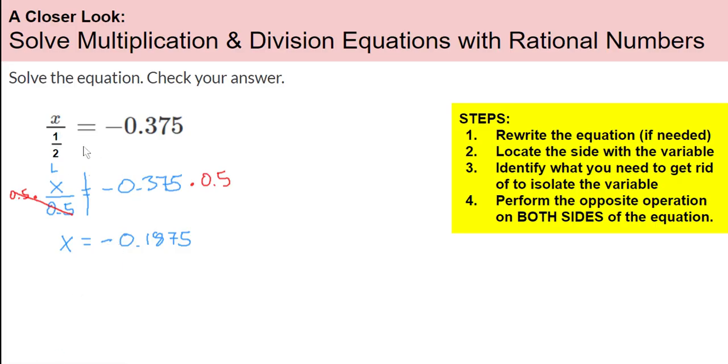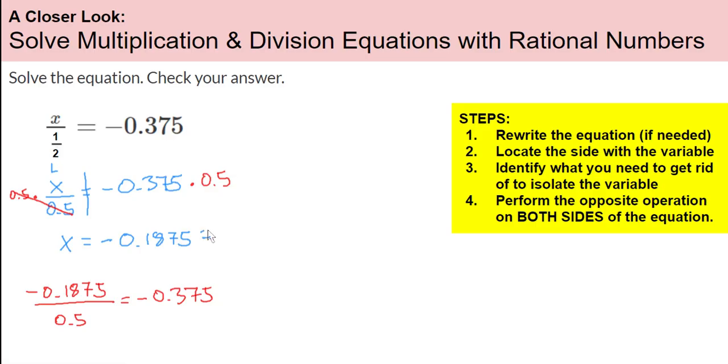Okay, and then you can always plug this back in to check to see if it works, right? So if x is negative 0.1875, if you divided it by 1/2 or 0.5, okay, do you get negative 0.375? You betcha you do. So this works. Okay, the answer is x equals negative 0.1875.